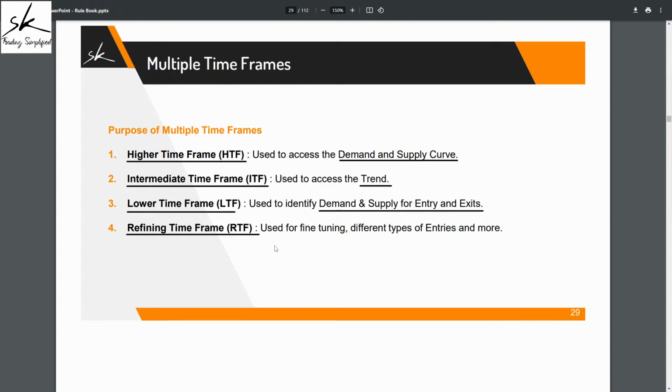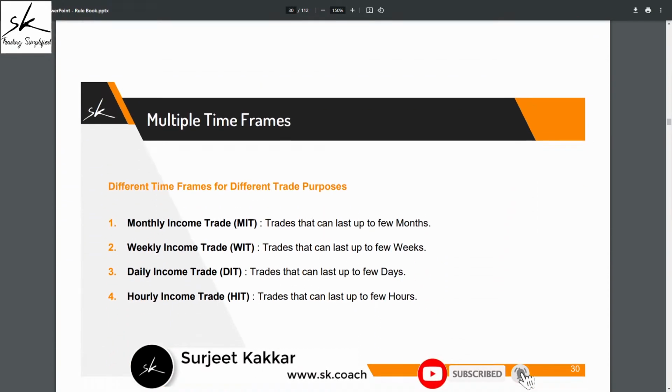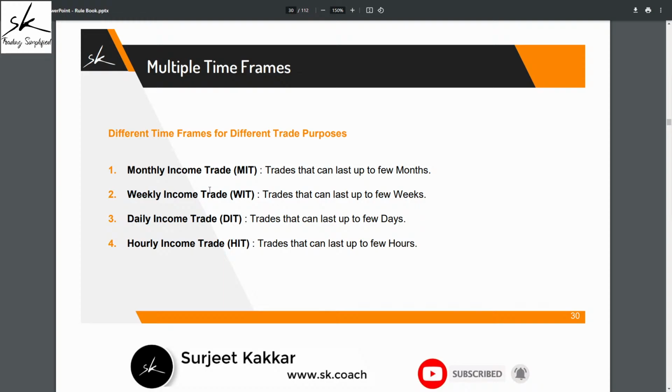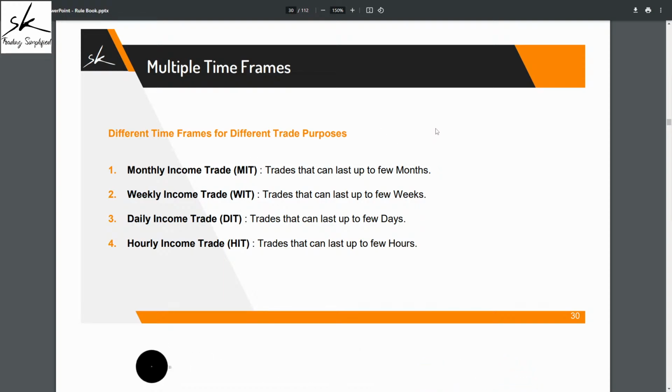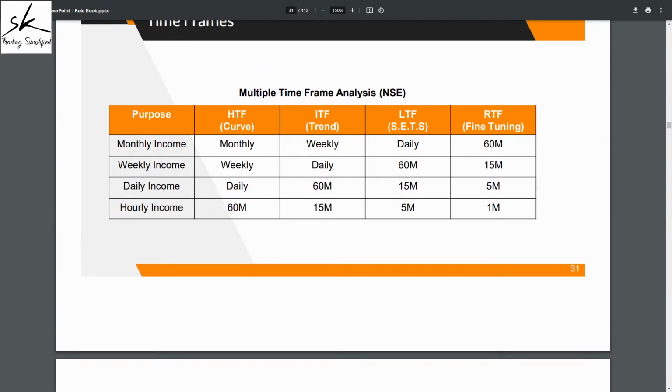And the refining time frame can be used for multiple purposes, like fine-tuning the zone, different kinds of entries, like your type 2 to type 3 entries, or in case we need to apply some additional rules, that is also where this time frame can help us. Next, what are the 4 different trade purposes? We have already talked about it. What is HIT, DIT, WIT, and MIT? So now the question comes that for every purpose of trade, what will be my 4 different time frames? And we get the answer from this table.